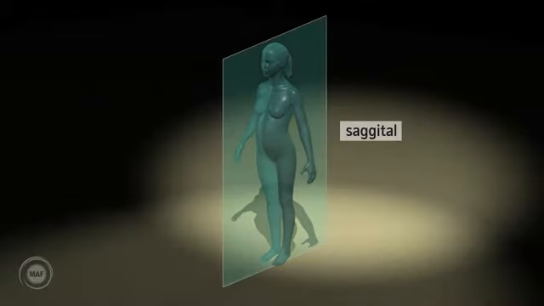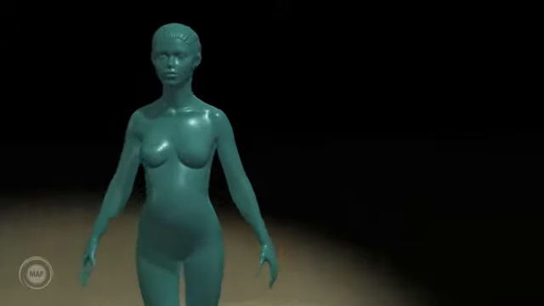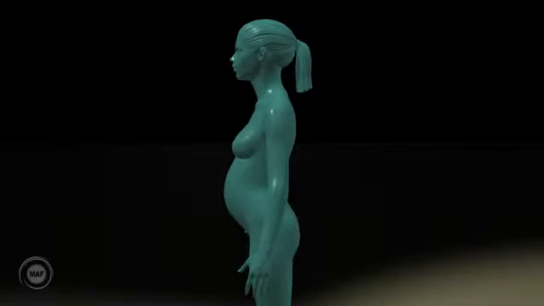Sagittal. Sagittal is used when describing a vertical slice or view of a section that passes through the mother or fetus from head to foot. Coronal. Coronal is used when describing the view of a section that passes through the mother or fetus from left to right.